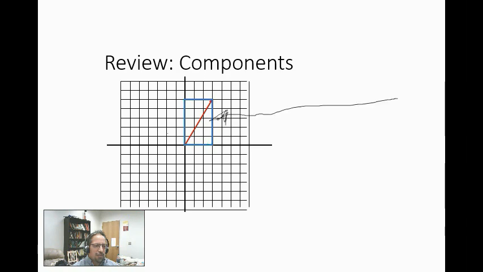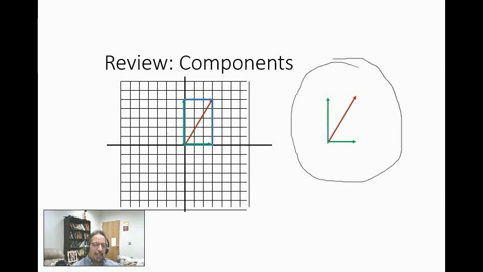Actually, I'm going to do one more thing to further explain this. And note that I added 2 green vectors here, one in the horizontal and one in the vertical. And here they are again. So this is the picture I have right now.